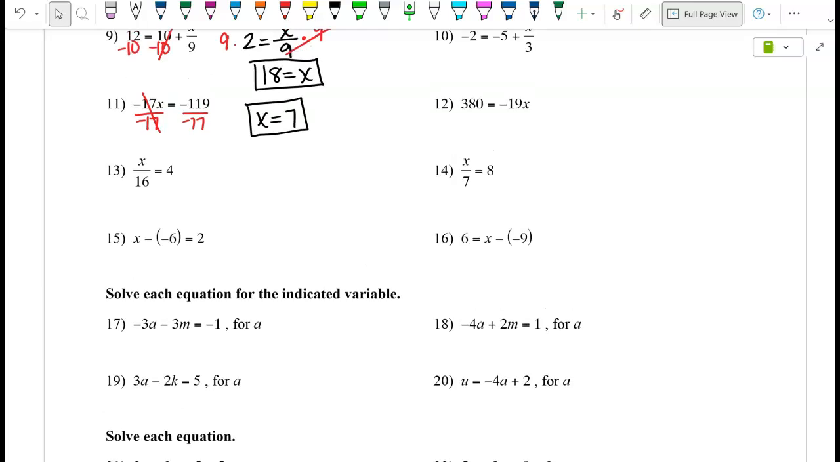So number 13, we have x divided by 16 equals 4. So Devaney, what do I need to do to both sides here? I need to multiply both sides by the 16. So Devaney, what is 4 times 16? So we get x equals 64.